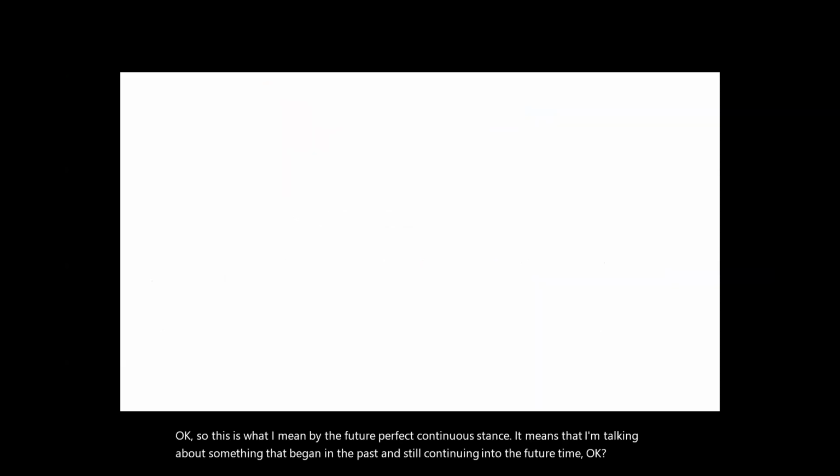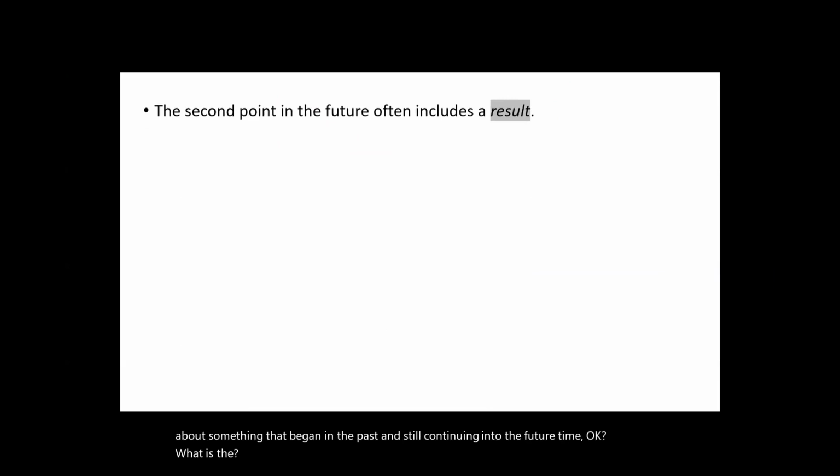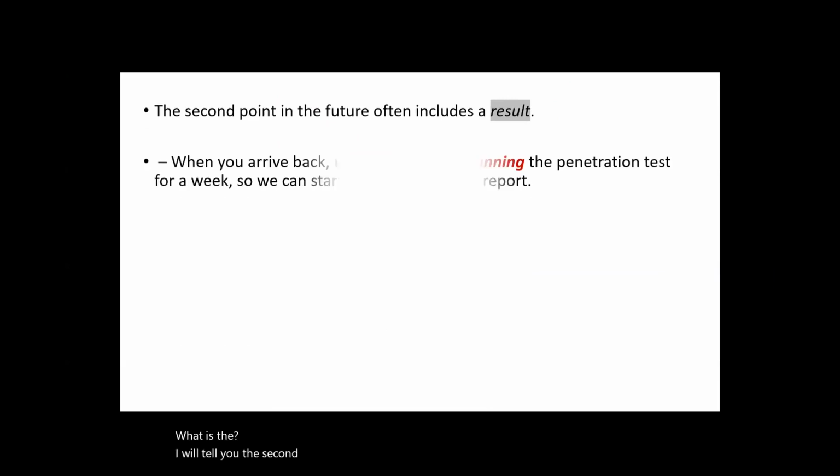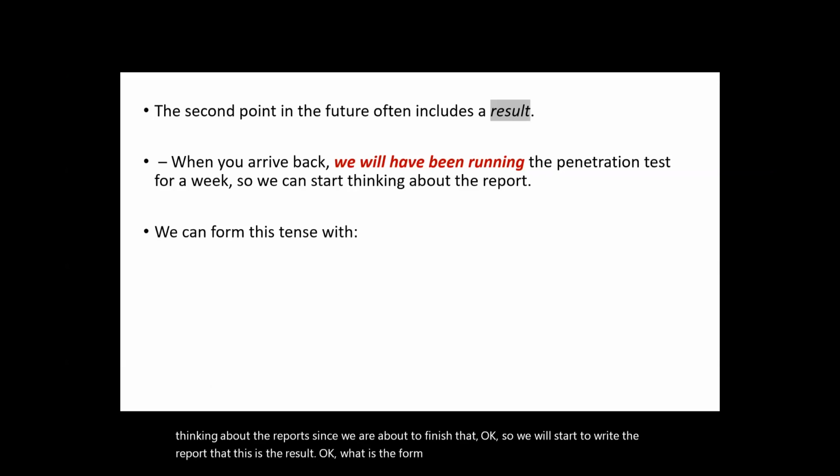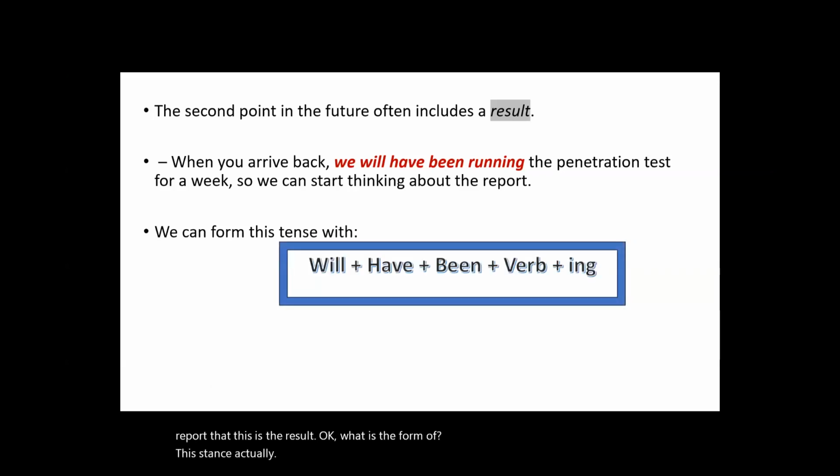Okay, what is the form? I will tell you. The second point in the future often includes a result. Like what? When you arrive back, we'll have been running the penetration test for a week. So this is the result: we can start thinking about the report since we are about to finish that. So we will start to write the report. This is the result. What is the form of this tense actually? Will have been plus verb-ing: will have been running, will have been playing, will have been resolving, and so on.